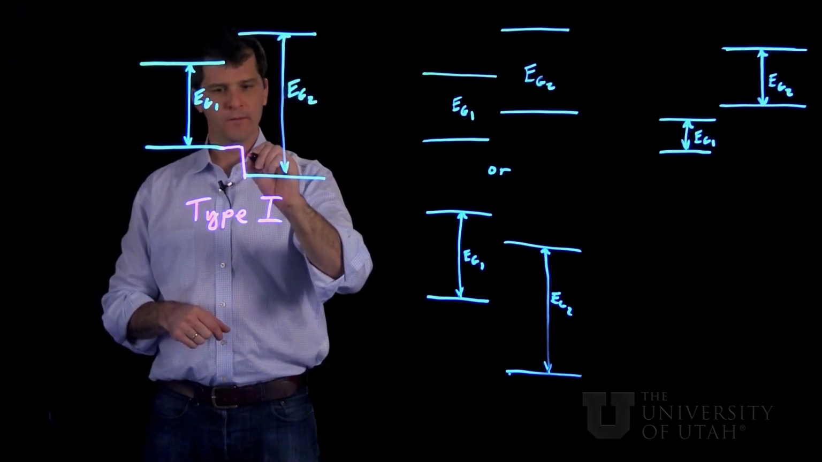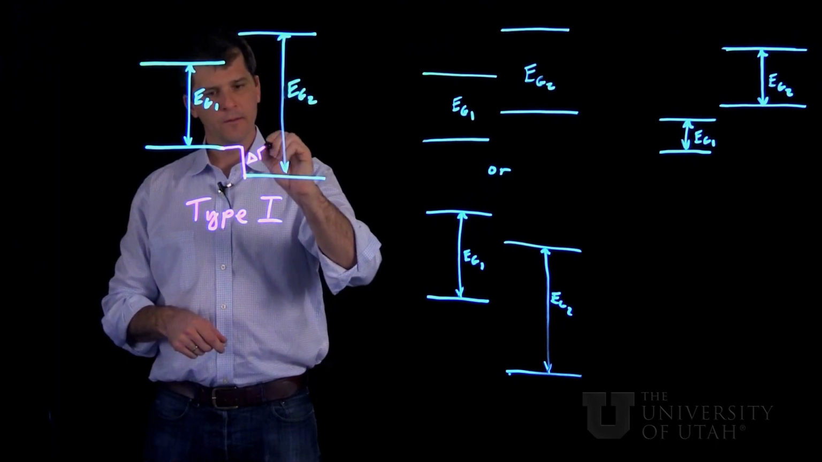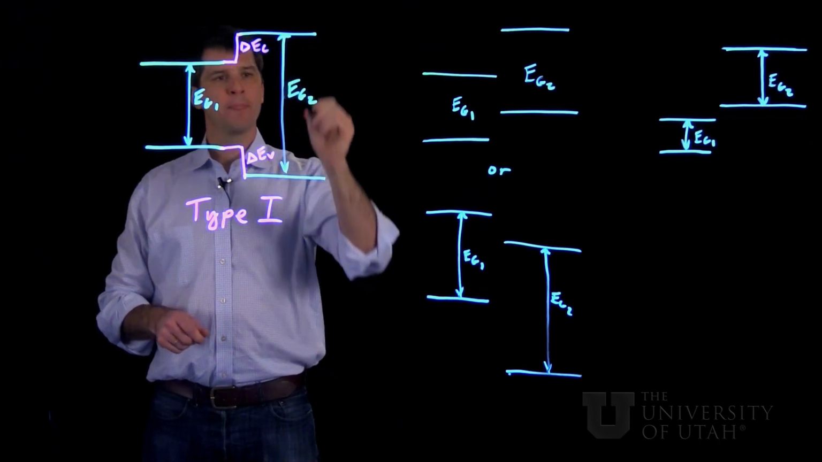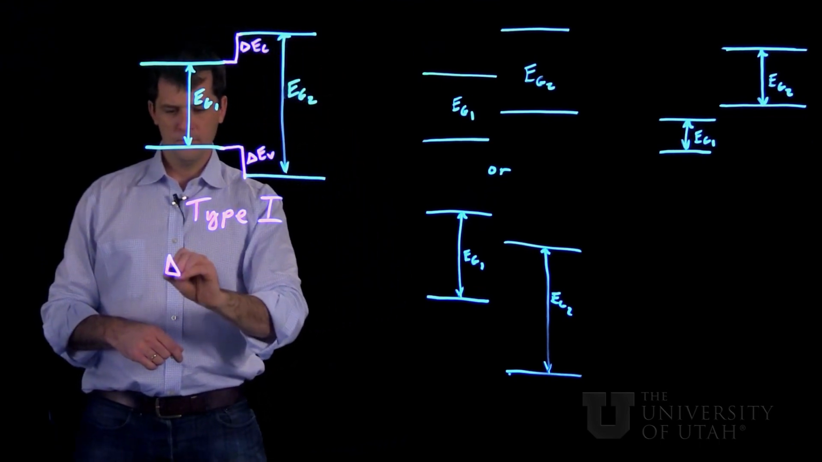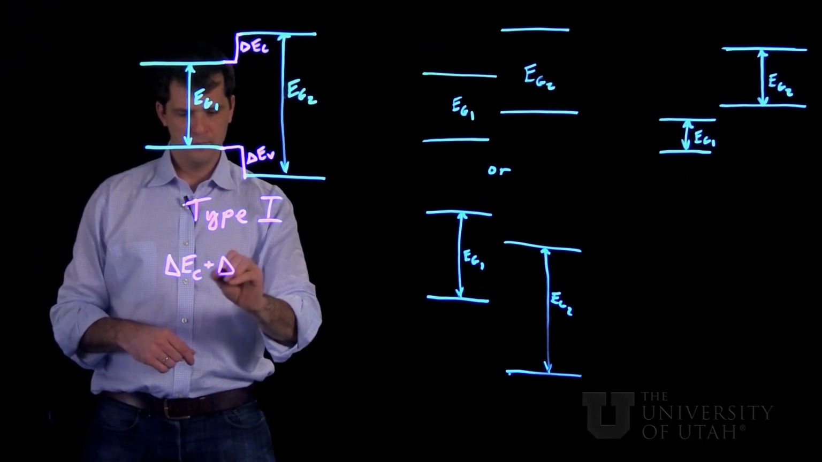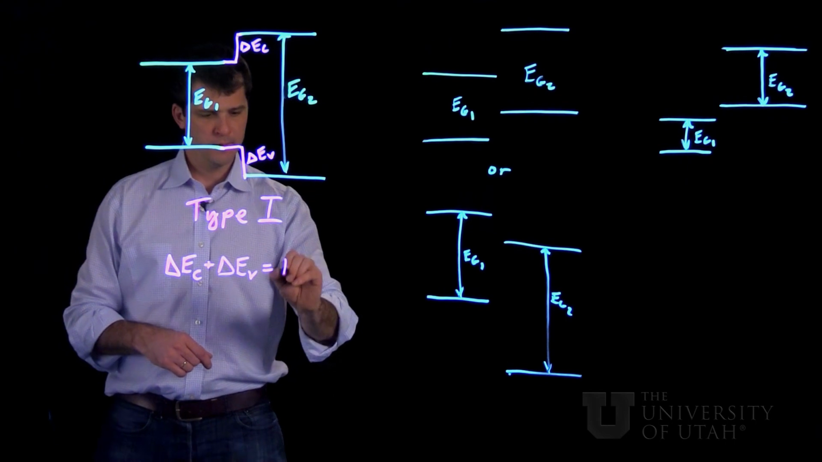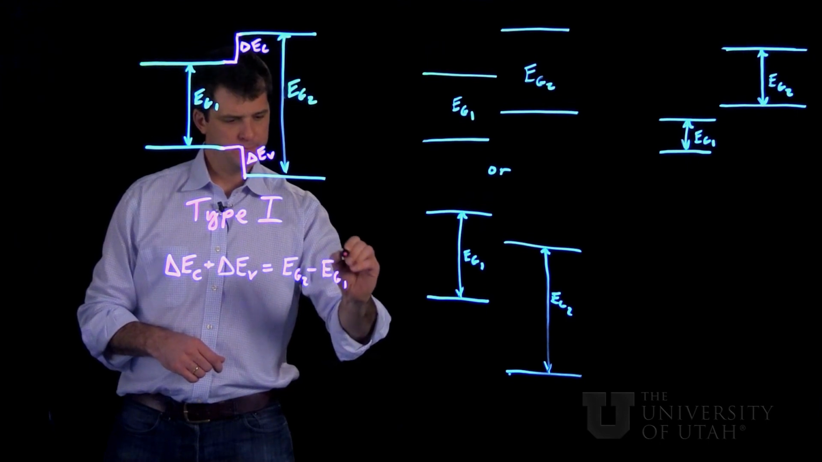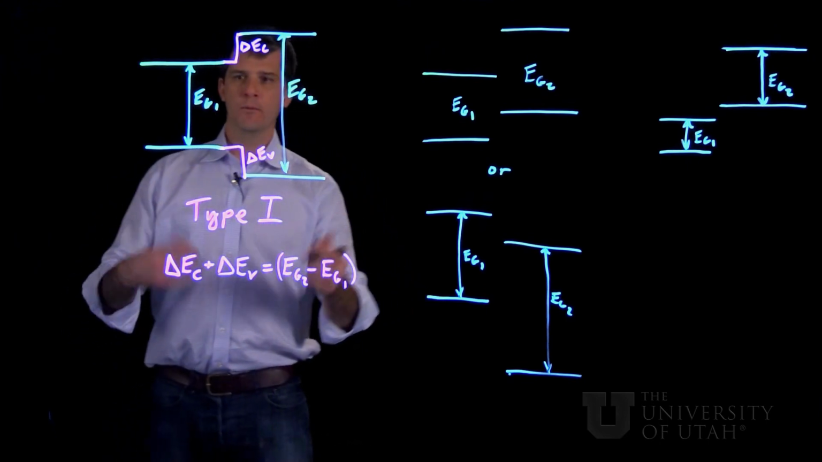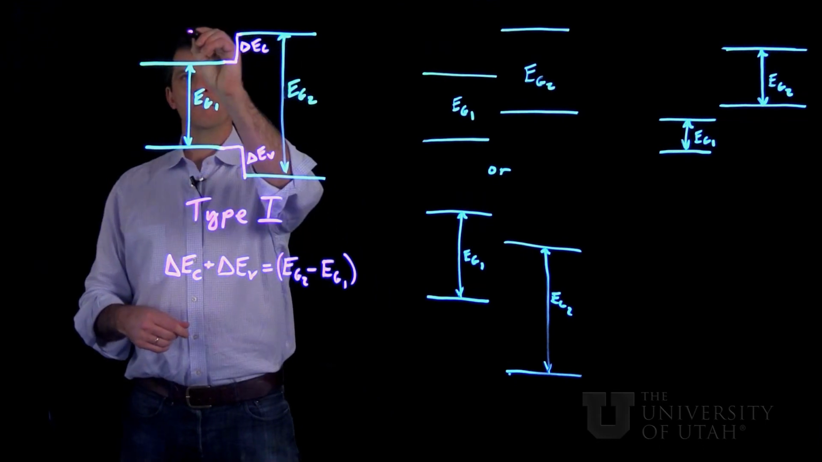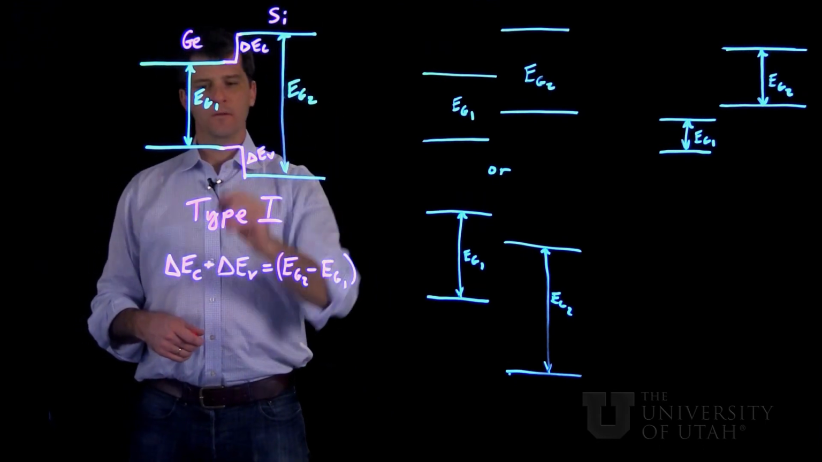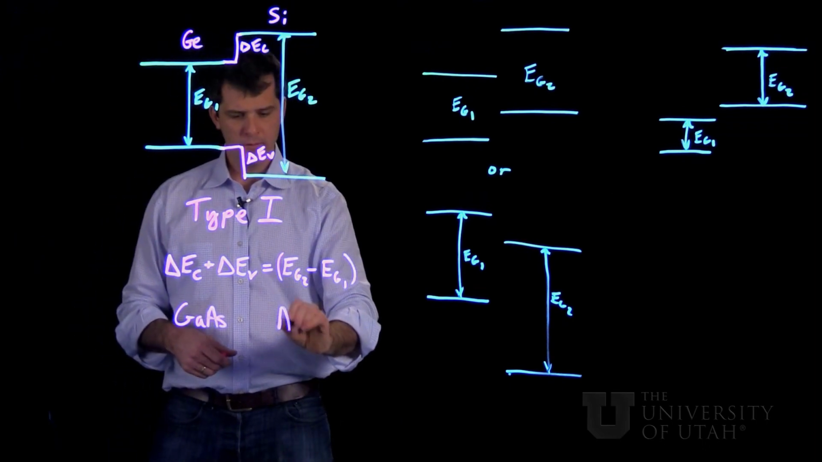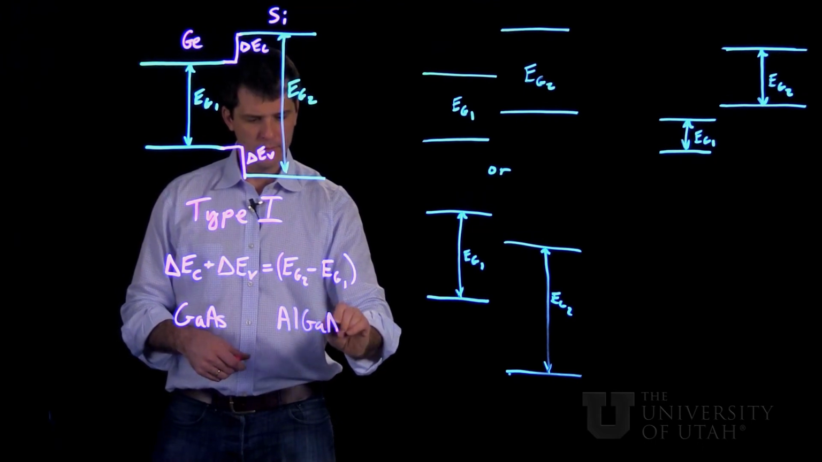So if we connect these lines here, we would have a delta EV and a delta EC. And if we add up those two, we're going to get E gap 2 minus E gap 1. So a classic example of this would be germanium to silicon. Another one is gallium arsenide to aluminum gallium arsenide.